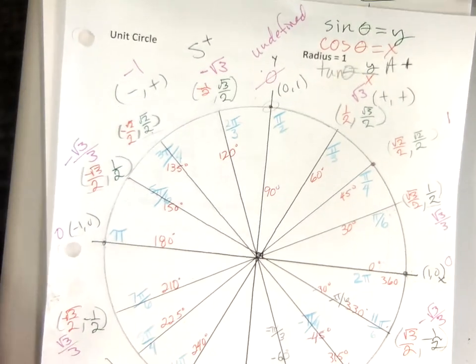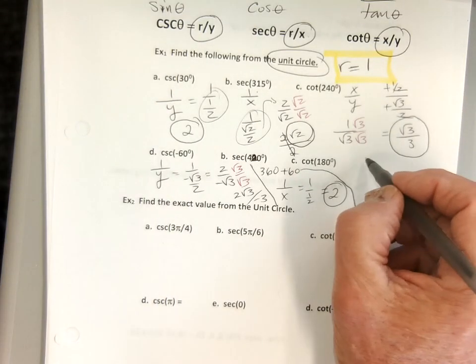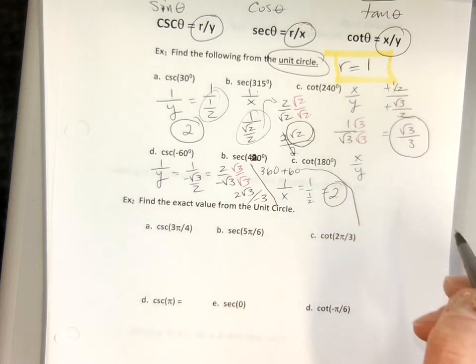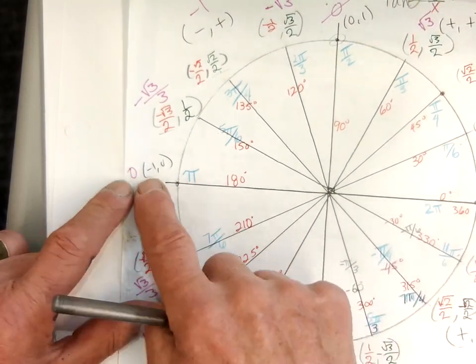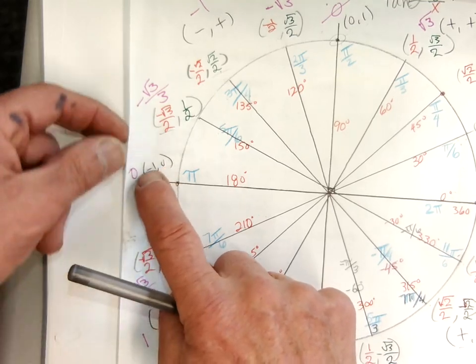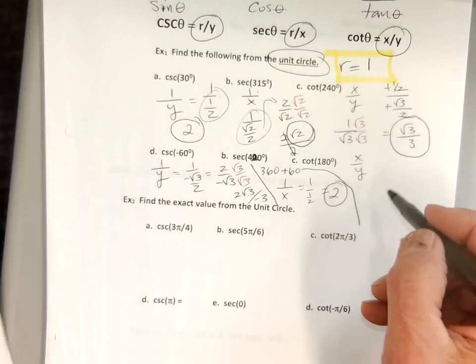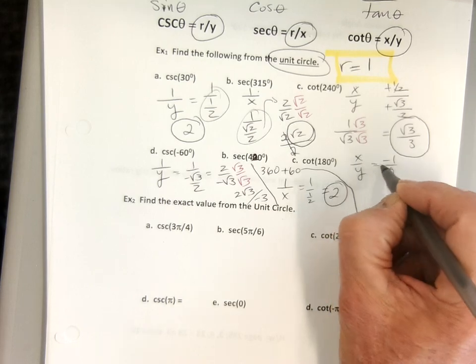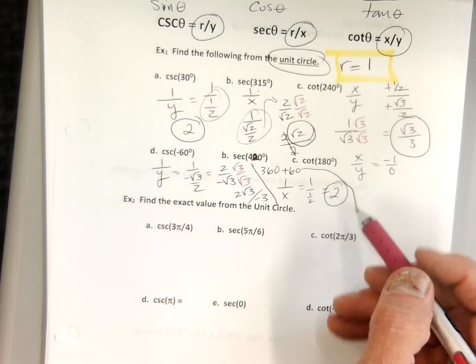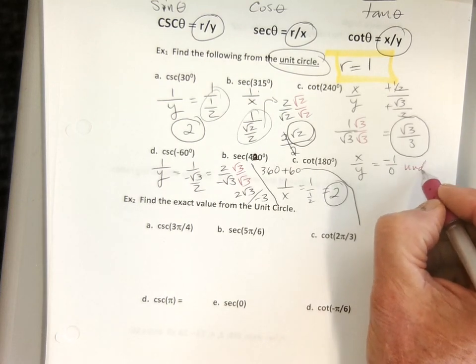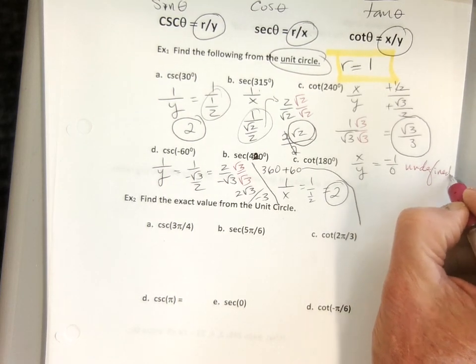Cotangent, 180. Okay, cotangent is the x over the y. Let's go to 180. There it is. X over the y. Ooh, this is going to be bad. Negative 1 over 0. What's that going to be? It's going to be a sad cookie monster, isn't it? Undefined. Cool.